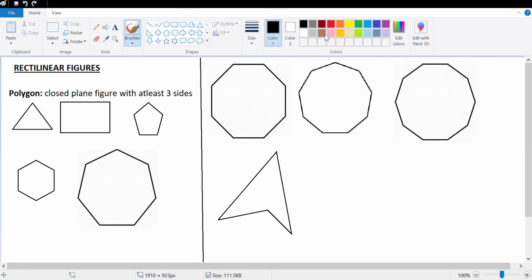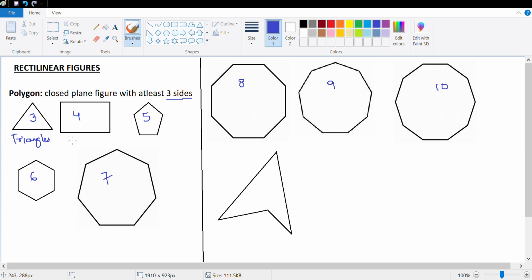Next, a polygon. Polygon is basically a closed plane figure with at least three sides. So at least three sides. This is a figure with three sides, four sides, five sides, six, seven, 8, 9 and 10. Now what are the specific names for these figures? These are triangles. We've been doing them forever.